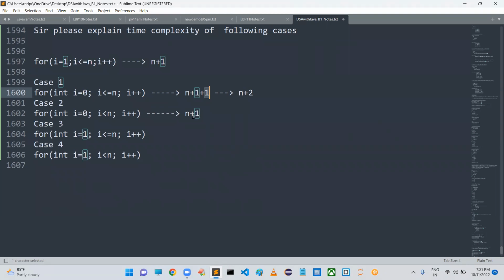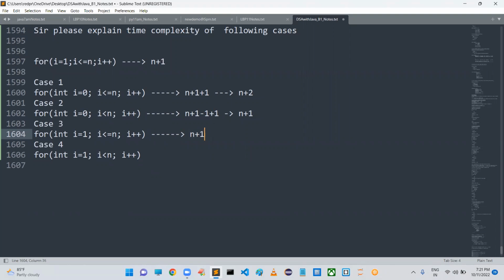Sir, here n plus 1, if you start from 1 to n, both are inclusive. But here n is excluded, that means minus 1. And here 0 is included. Generally, we have to start from 1, but we are starting from 0, that means plus 1, one iteration extra. So what will be the value? n plus 1 iterations.